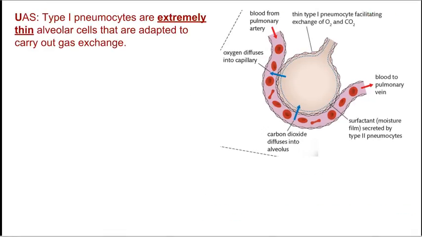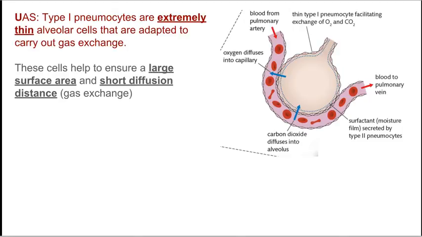Now I'm leaving this picture here again because we need to talk about two different types of cells that are involved in the construction of the lungs, or the construction of the alveoli. So you can see these also located in the drawing. First of all, type 1 pneumocytes are extremely thin alveolar cells that are adapted to carrying out gas exchange. Adapted by being very thin and having a very, very large surface area. It creates a short distance for diffusion, so gas exchange can happen very quickly. Very common question on the exam is to talk about how lungs and alveoli are adapted for gas exchange. Please keep these things in mind.